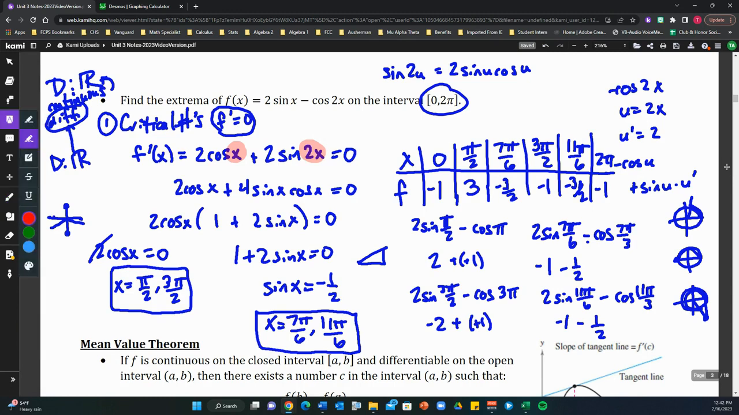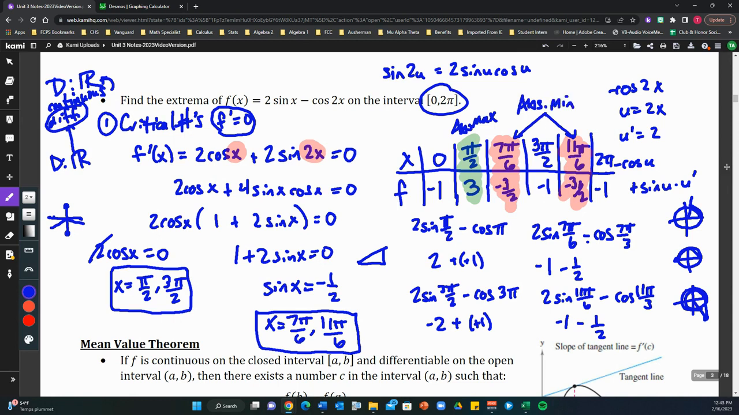So again, now we just have to sort them out. Out of all of these guys, we actually have 2 places where we reach an absolute minimum. So 2 points, or 2 different x coordinates, produce that same minimum value. And then for our absolute maximum, it is this one value at pi over 2, 3. So just because I kind of ran out of room, I'm just going to label these. There's our max, and then these are our absolute minimums.